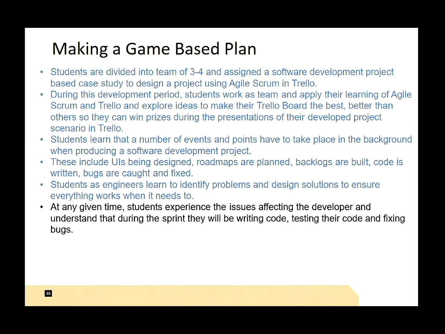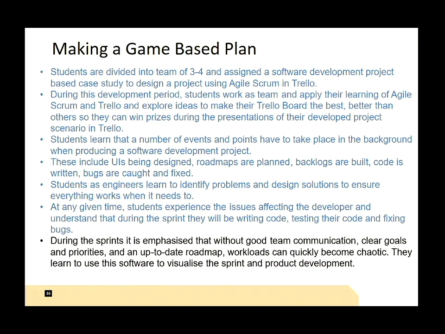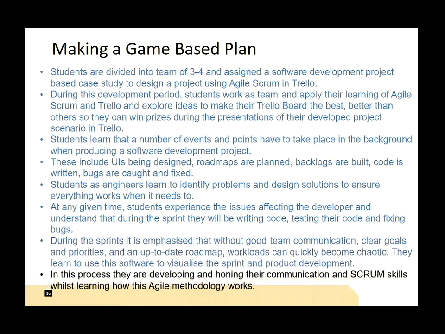So at any given time, students experience the issues affecting the developer, and they get to understand that during that sprint while they're writing code or testing or fixing the bugs. So during the sprints, it's emphasised that without good team communication, clear goals and priorities, and an up-to-date roadmap, workloads can become chaotic. So they learn to use the software to visualise the sprints and the product development. So in this process, they're not only honing their development skills, but also communication and their Scrum skills.